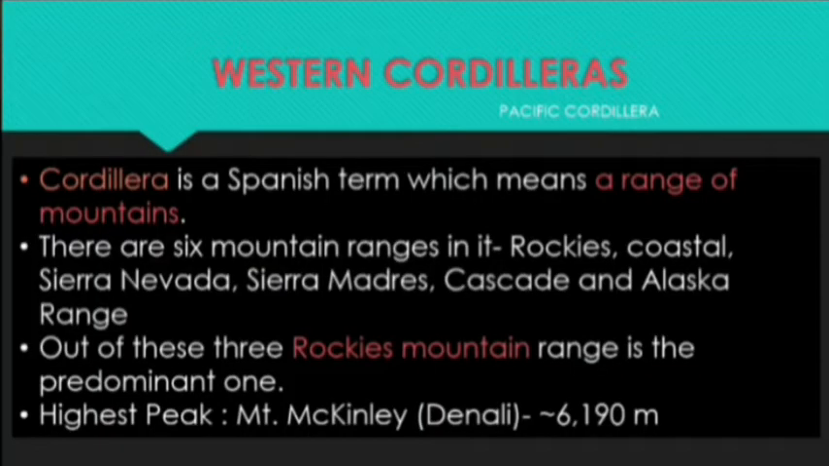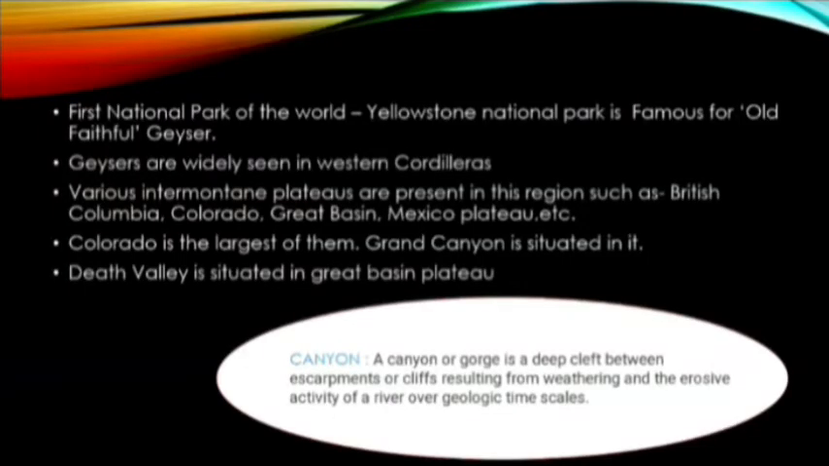The highest peak of all the cordilleras present here is Mount McKinley, which is also known as Mount Denali. Its height is 6,190 meters. The first national park of the world, Yellowstone National Park, is also situated in this region of Western Cordillera, which is famous for Old Faithful Geyser.